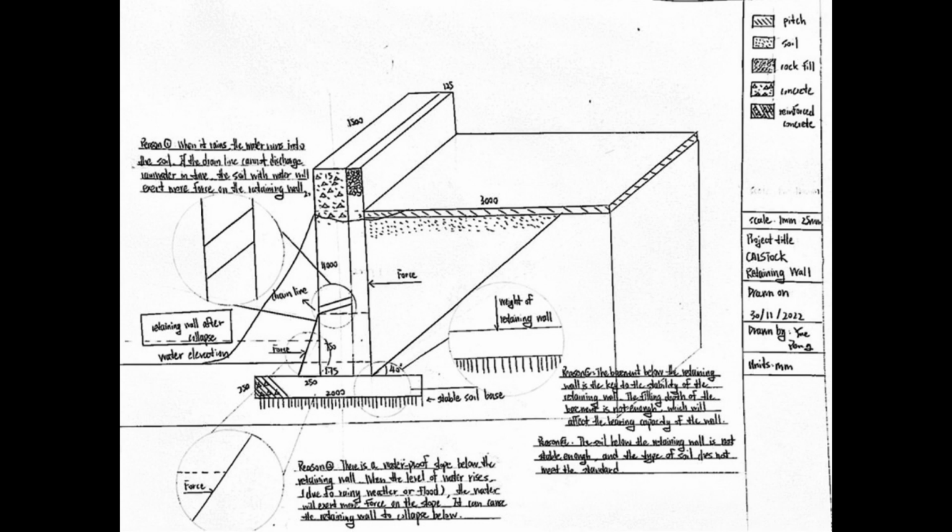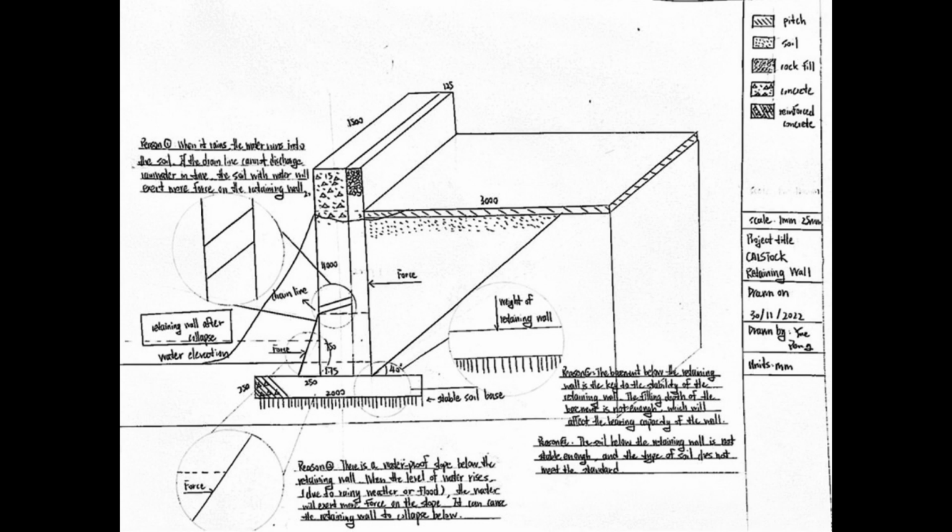And reason two is that there is a waterproof slope below the retaining wall. When the level of the water rises due to raining weather or flood, the water will exert more force on the slope too. Reason three is about the basement. The basement below the retaining wall is the key to the stability of the retaining wall. If the filling depth of the basement is not enough, it will affect the bearing capacity of the wall.